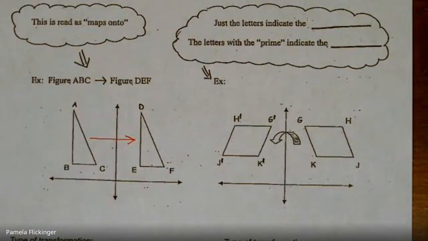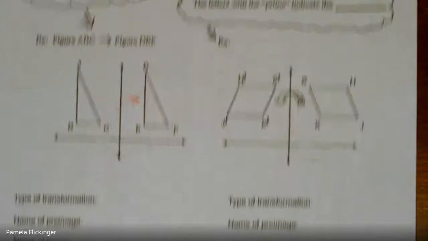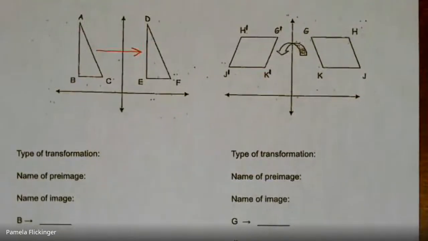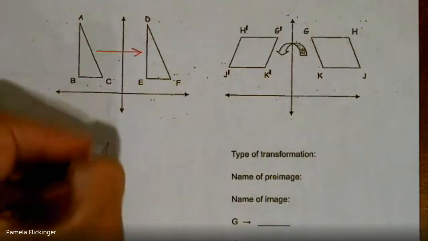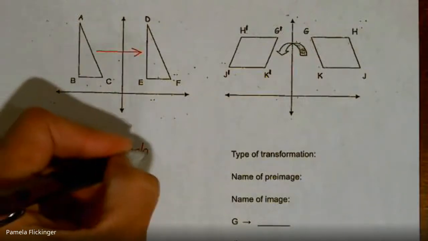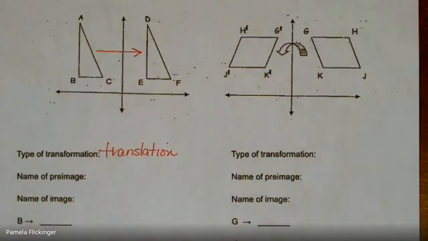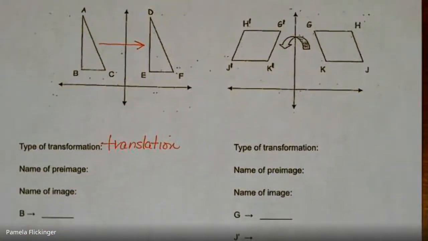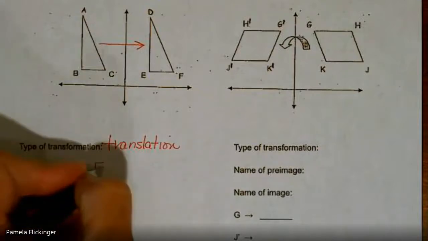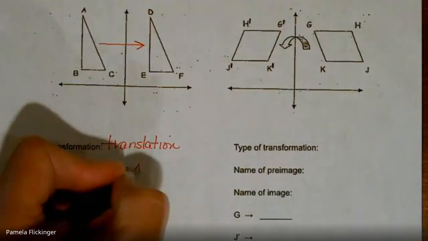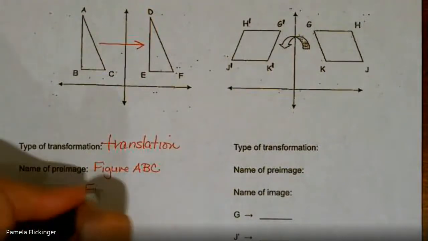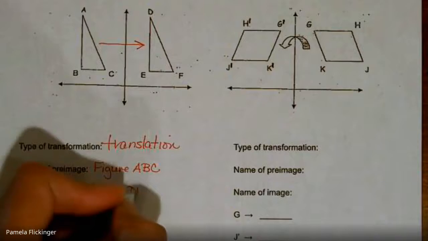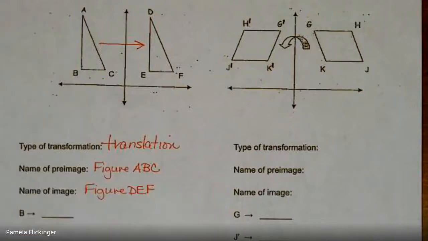Now down at the bottom, I'm going to slide it up a little bit. So since it looks like it was slid to the right, that would be a translation. The pre-image will always be the first figure named. So the pre-image is figure ABC. And then the image is figure DEF.